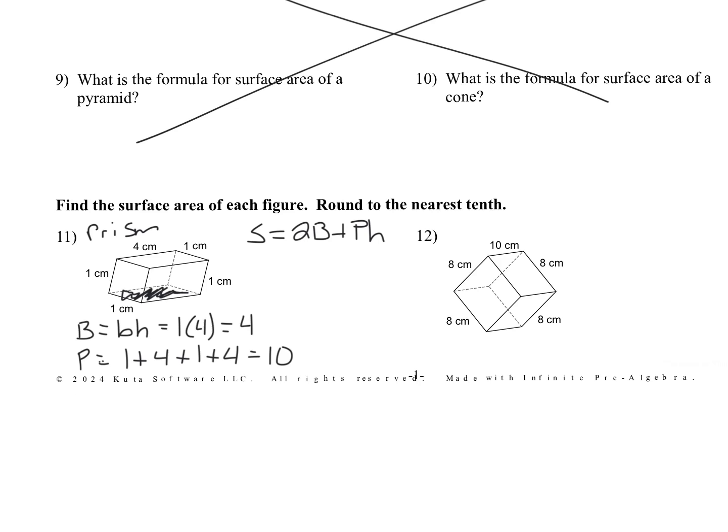And then last thing we need is the height. What's the height of the whole prism? 1. Why did you pick 1? Because it's the 1 on the side. What does it connect? The top and the bottom. The base. It connects the 2 bases.